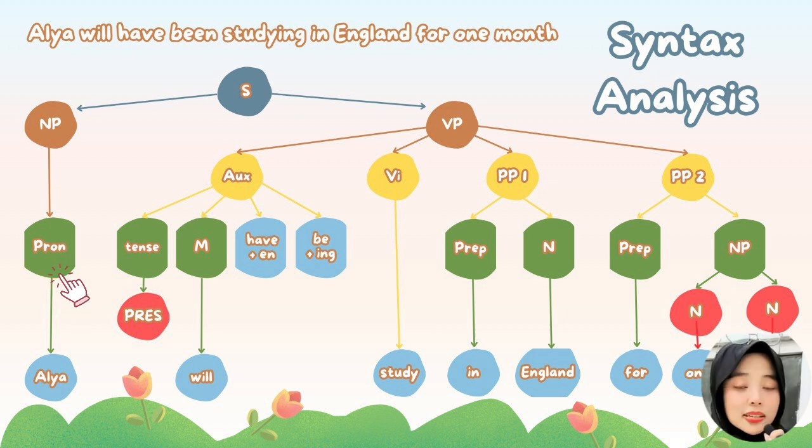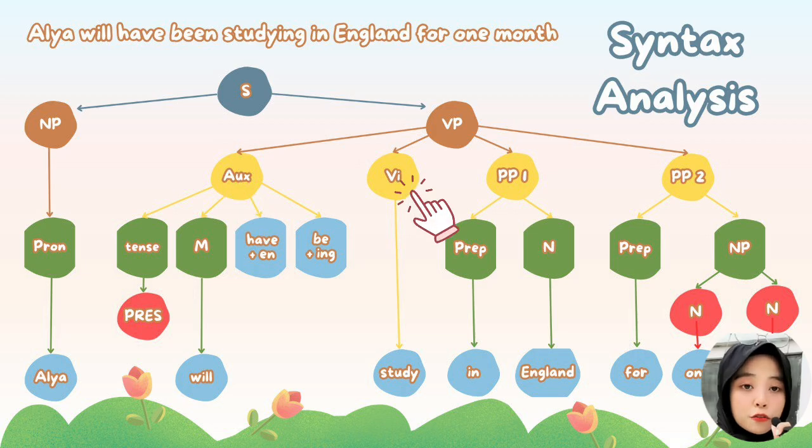Okay? The next is VP. There are 4 branches in VP. The first branch is aux, or auxiliary. The next branch is VI, or intransitive verb. The third and the fourth branch are PP1 and PP2. PP is prepositional phrase. So, prepositional phrase 1 and prepositional phrase 2. Let's break down one by one.